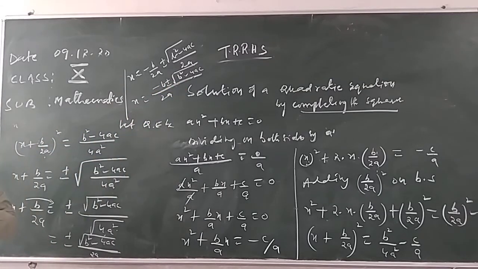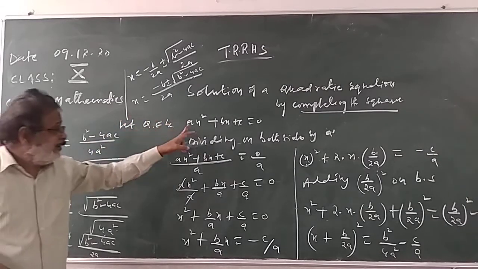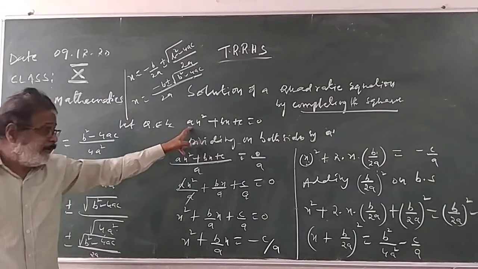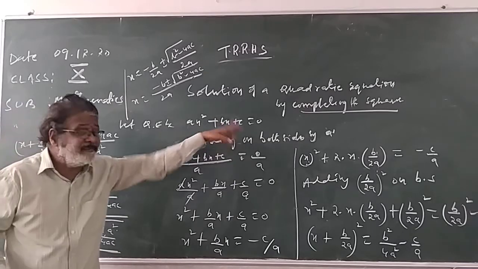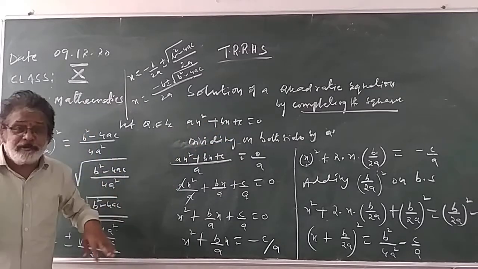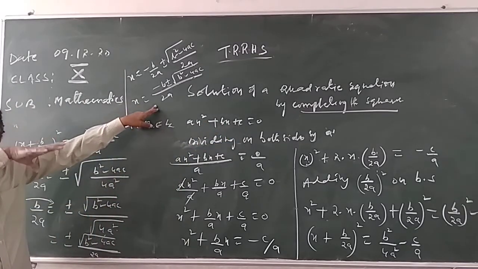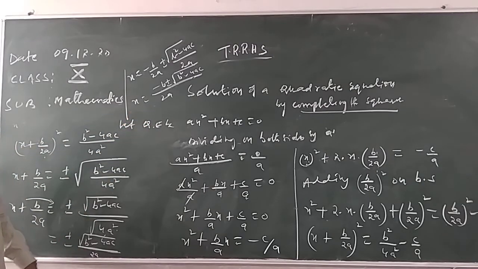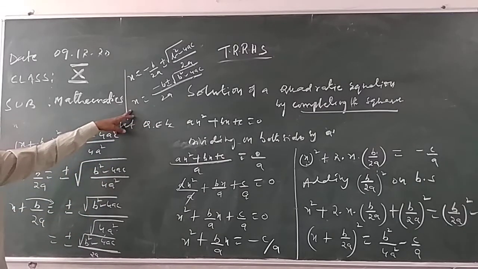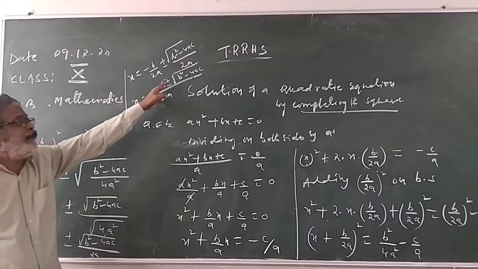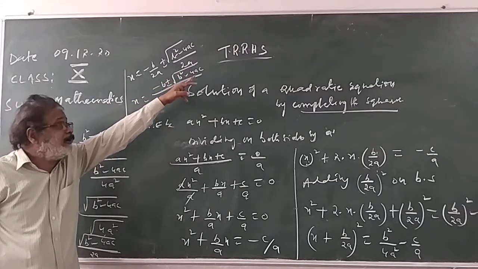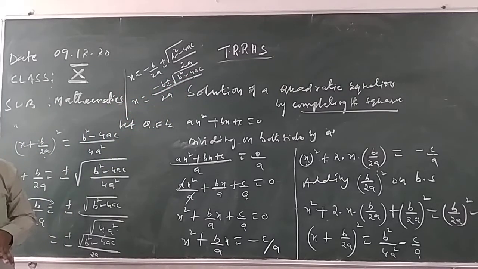This is the roots formula. What are a, b, c? a is the coefficient of x square, b is the coefficient of x, c is the constant. Directly putting the a, b, c values in this formula, you can get the roots. What are the roots of the quadratic equation? x equal to minus b plus or minus under root b square minus 4ac whole by 2a.